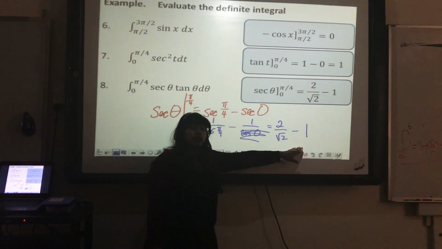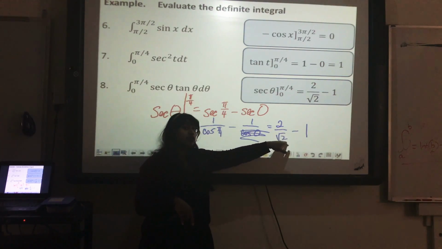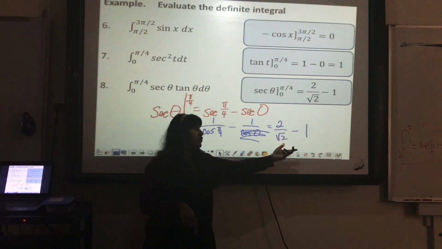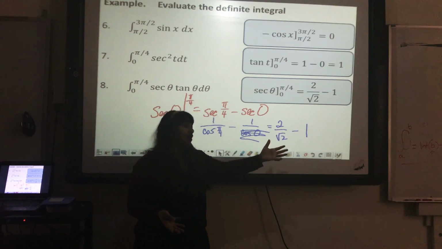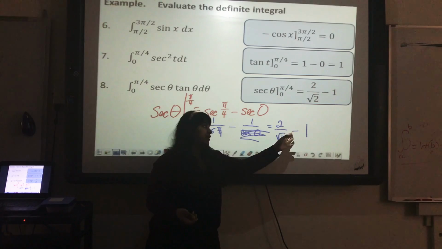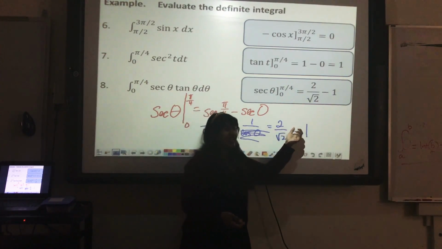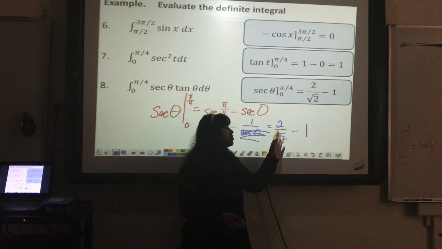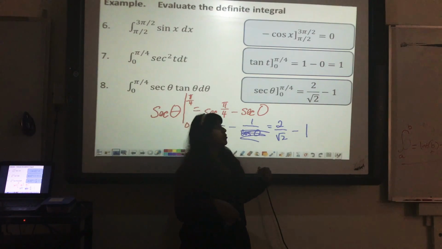Regarding this answer, on an AP test, especially a multiple choice test, it's very possible that they could have rewritten this answer. You might have a rationalized fraction instead with no radical on the bottom, or they might combine it so there's no fraction in general. There are multiple ways we can rewrite this, so keep that in mind if you're taking a multiple choice test.